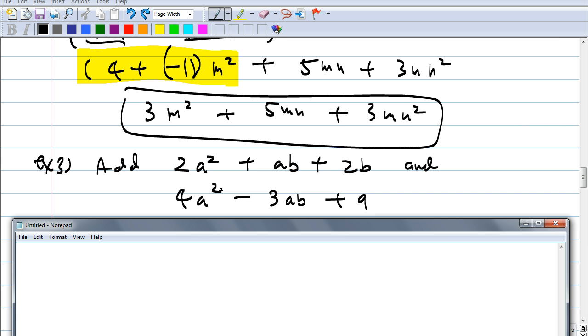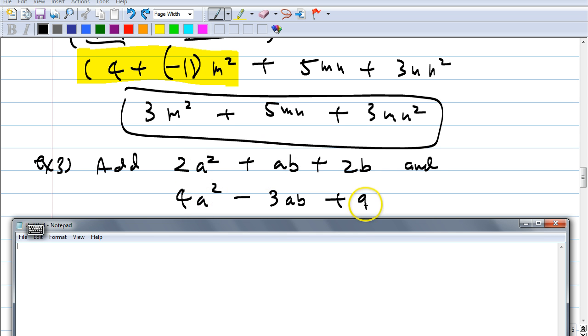It says 2a squared plus ab plus 2b and 4a squared minus 3ab plus 9. So it says add these two polynomials. The way I like to add them, you could do them vertically if you like, is first I change everything to addition. Then I line up the like terms. Thankfully, these first two terms are like terms, and so are these two.